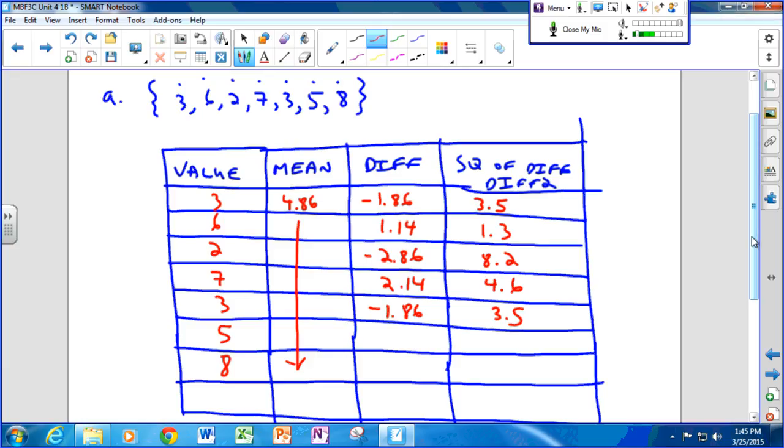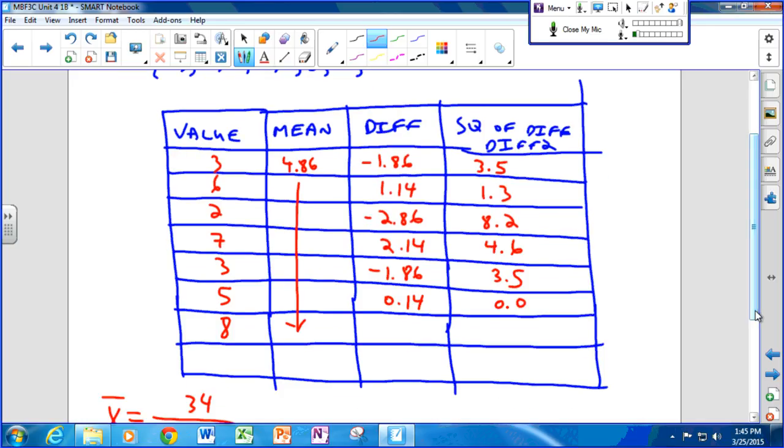5 minus 4.86, so 0.14. Okay, we'll square that, and I got 0. Really, to round to one decimal place, it's 0. Yep, pretty small number. And then 8 minus 4.86, and we get 3.14. Square that, and 9.9. Okay, so far so good.